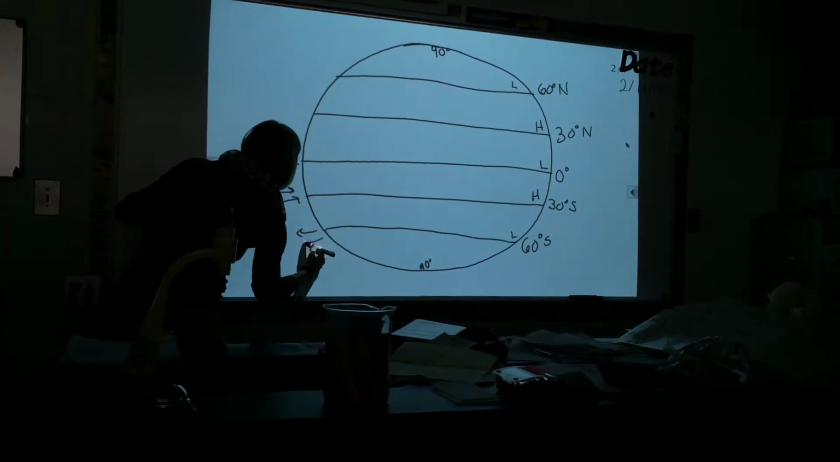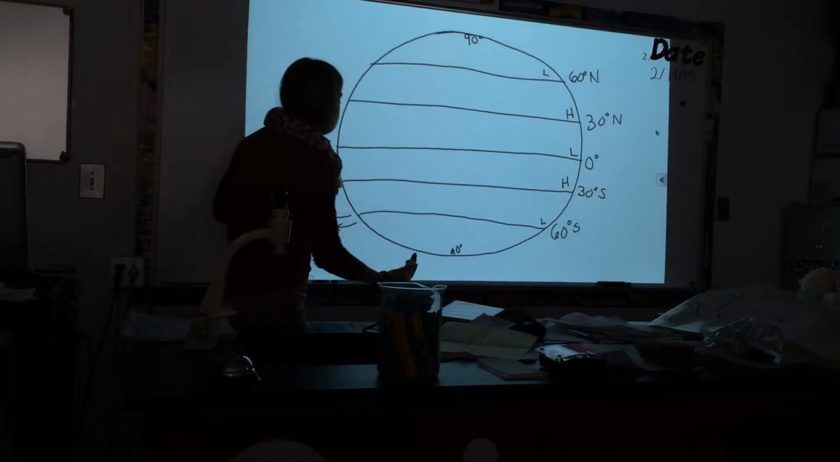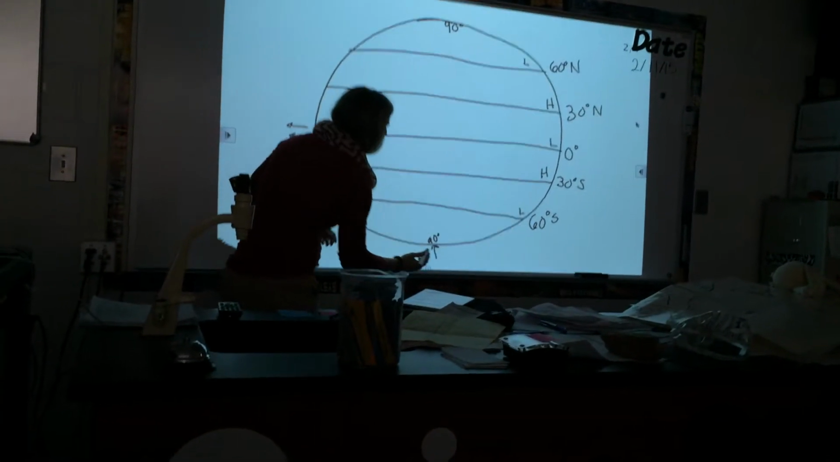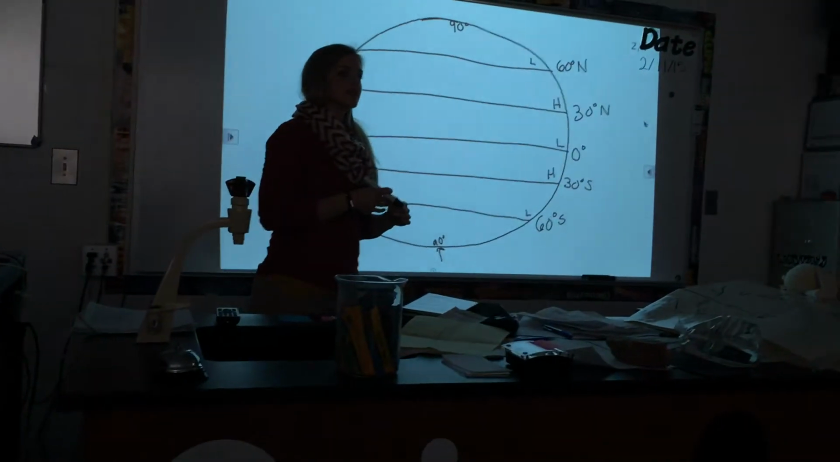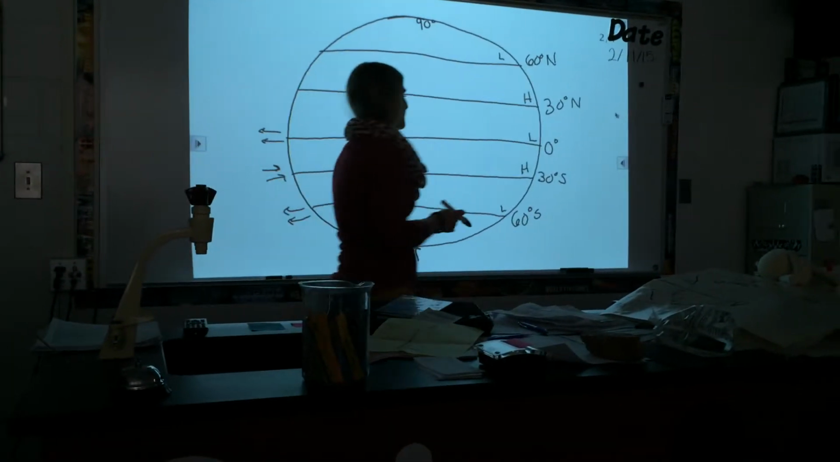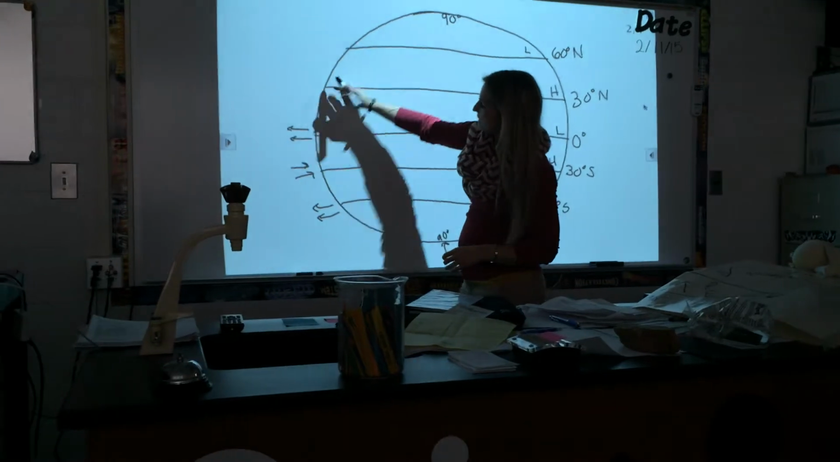And here at 60 degrees, I'm going to have rain. And then it sinks back down to the poles where it's dry. Can't make clouds if it's dry. So don't draw this yet. You're going to get to do it in a second. So this should be symmetrical.